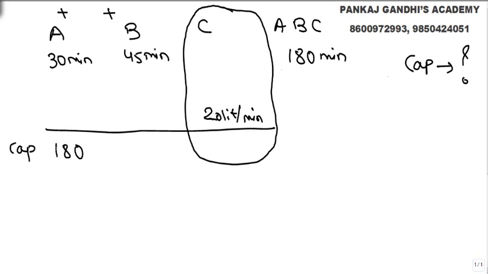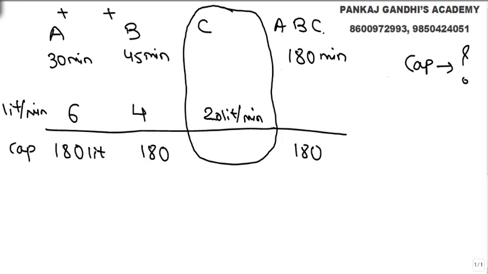180. A in 30 minutes fills 180 liters, so liters per minute it's 6. B in 45 minutes fills 180 liters, per minute is 4. While all three together in 180 minutes fill 180 liters, so it's 1 liter per minute.